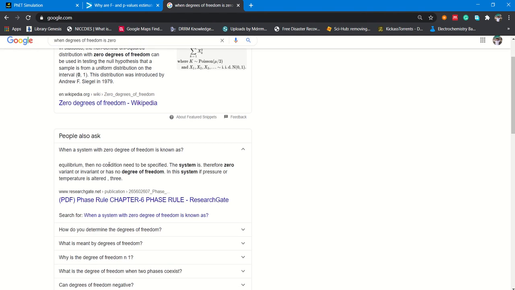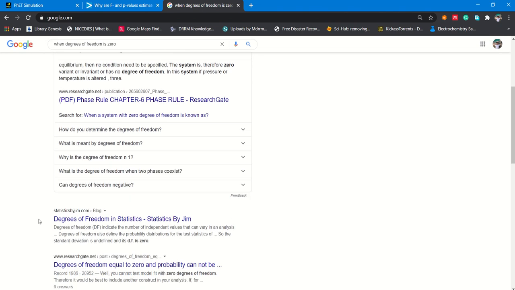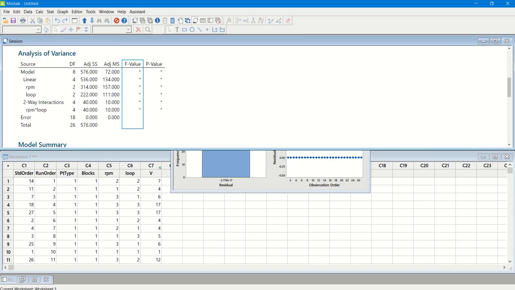Equilibrium. So no condition needs to be specified. The system is therefore zero variant, or invariant, or has no degrees of freedom. So it means it's perfect. So it's a very predictable outcome. So okay. So this is not really surprising.